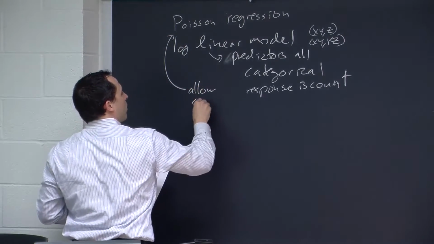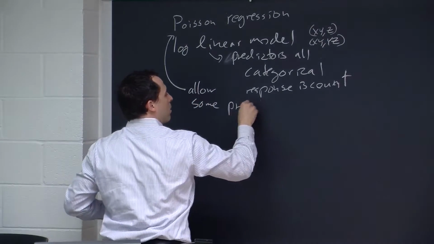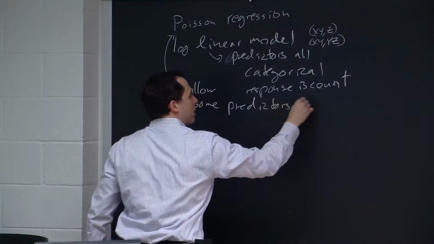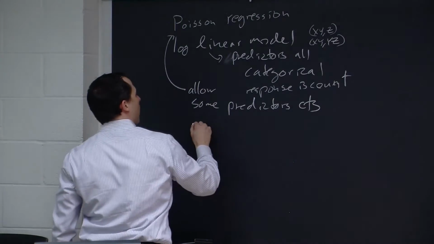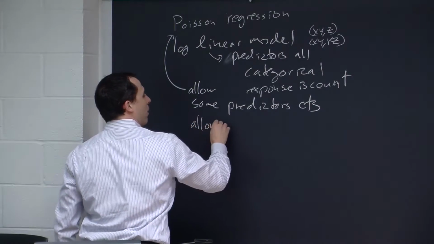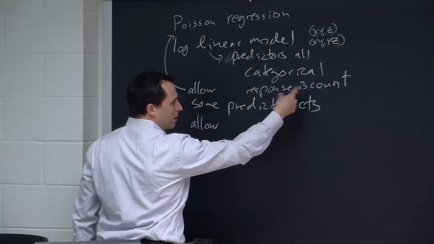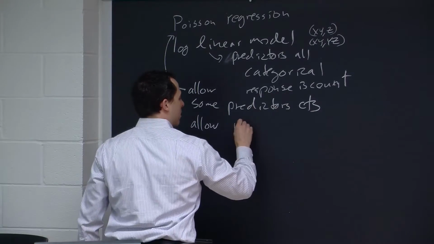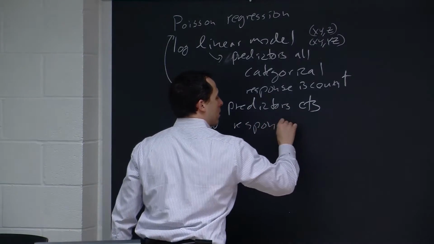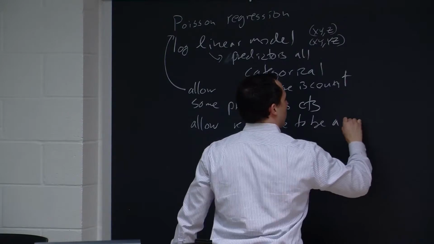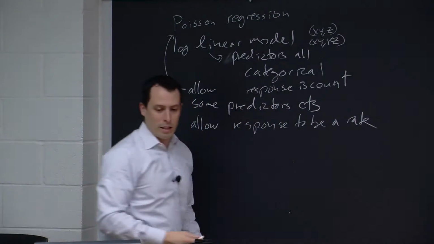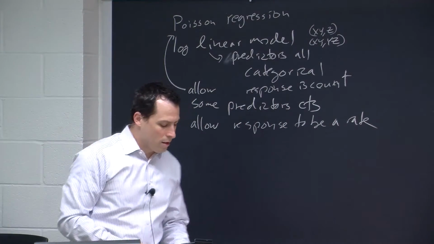or, in other words, not necessarily allow the response to be a rate, we would typically call it a Poisson regression.